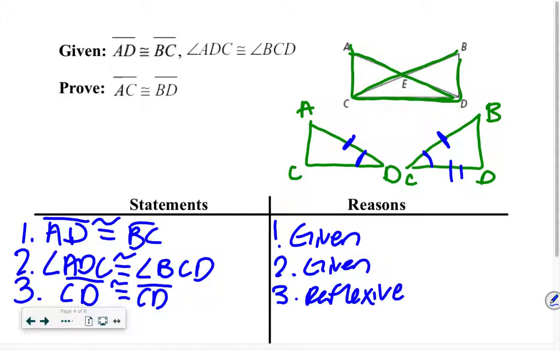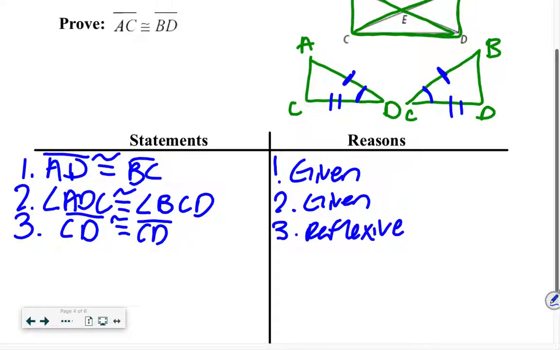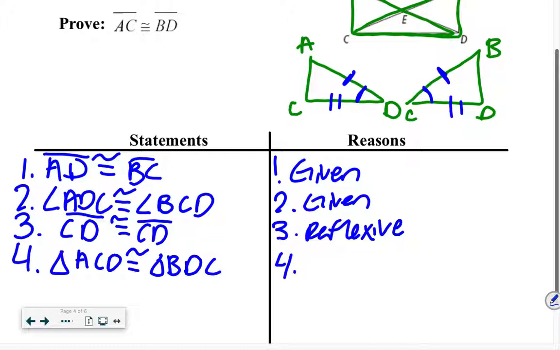And mark it. How do you do the triangle? SAS congruency. Yes, I can say my triangles are congruent by SAS. So triangle ACD is congruent to triangle BDC by SAS congruency. Is that what I want to prove? No. I want to prove that AC is congruent to BD.